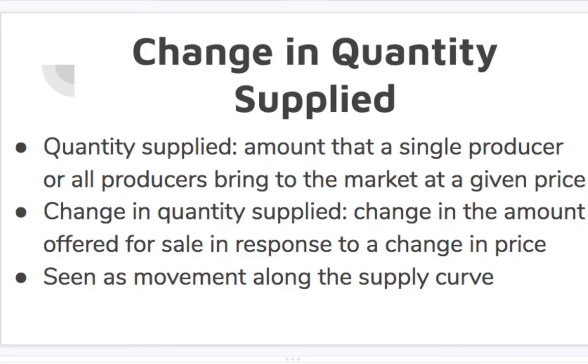So there is a change in quantity supplied, and the quantity supplied is the amount that a single producer or all producers bring to the market at any given price. This could be any type of item. This could be computers, tennis shoes, anything that you're looking at. The change in the quantity supplied is the change in the amount offered for sale in response to the change in price. So if we lower the prices, we're going to be willing to produce less of that item.